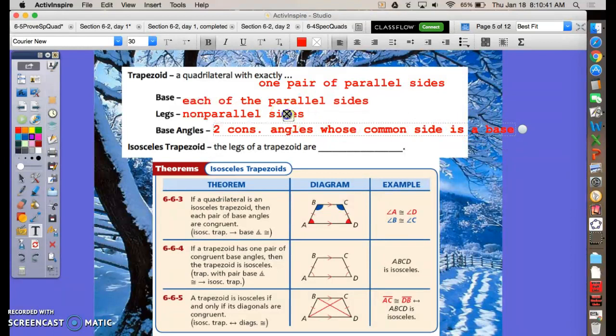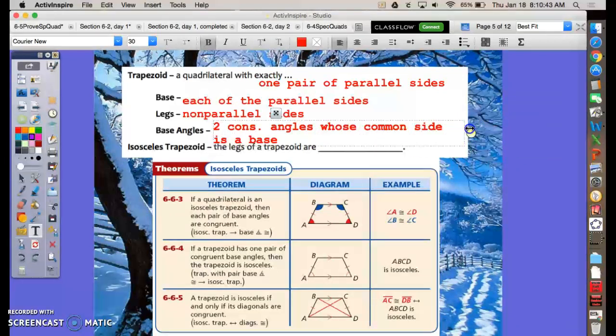So sometimes we like to skip over the vocabulary, but you need to know what I'm talking about if I say base versus leg here. So make sure you know the difference. The legs are the non-parallel ones. The bases are always the parallel ones. If a trapezoid is an isosceles trapezoid, then the legs are going to be what to each other? They're going to be congruent. So make sure you read over those definitions.